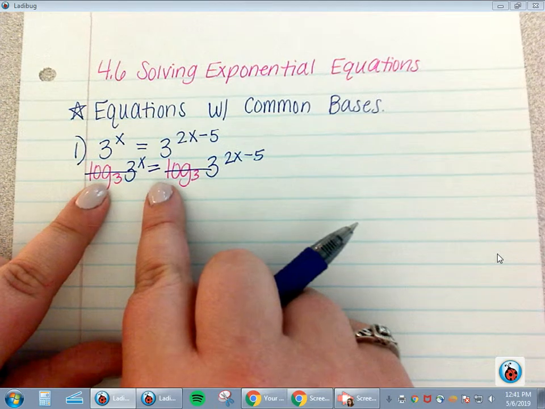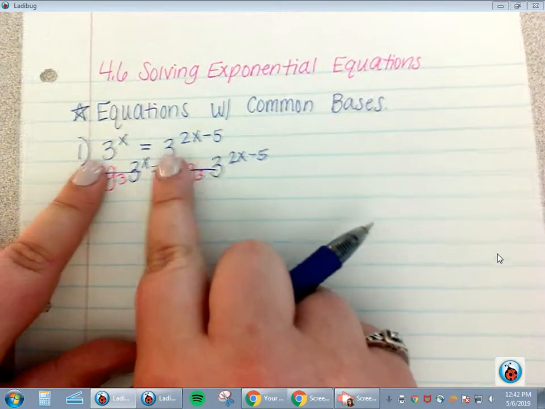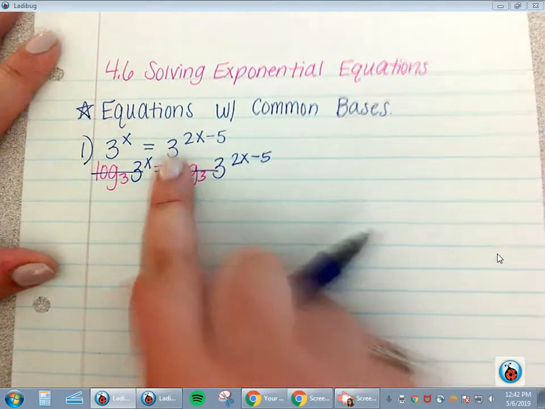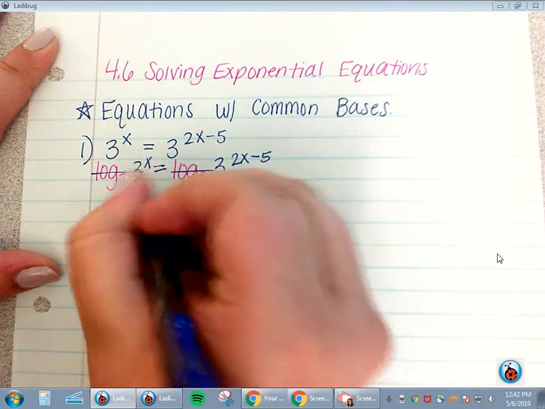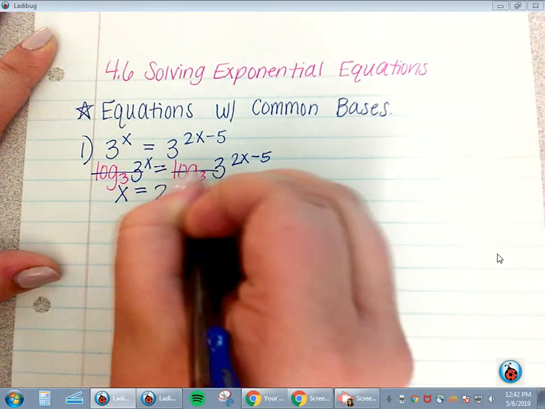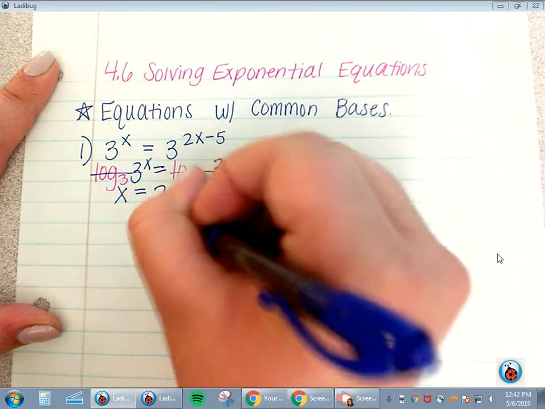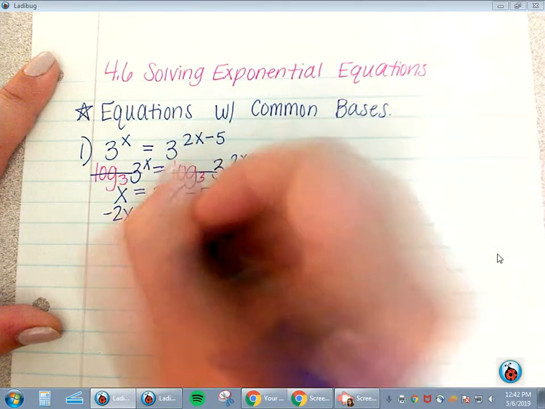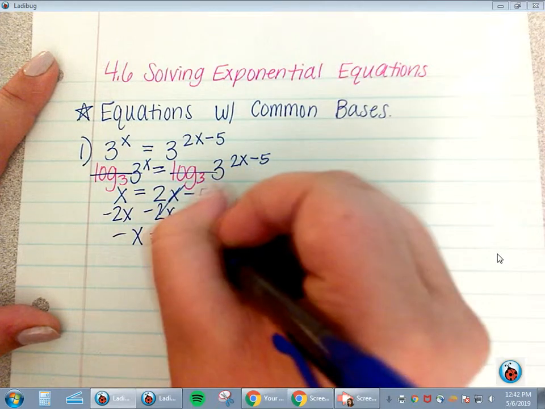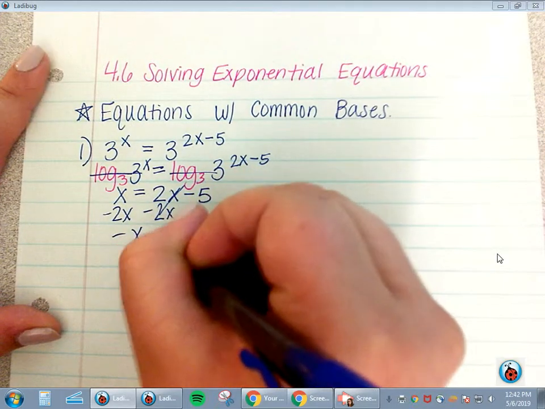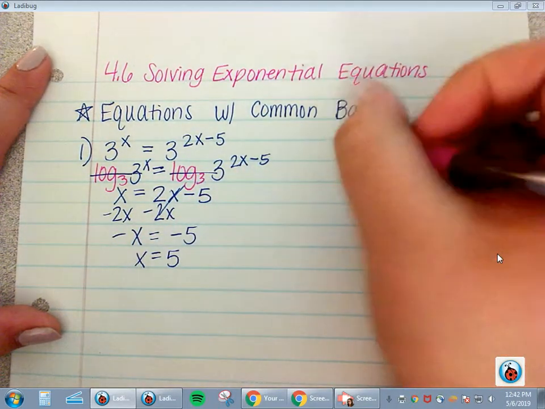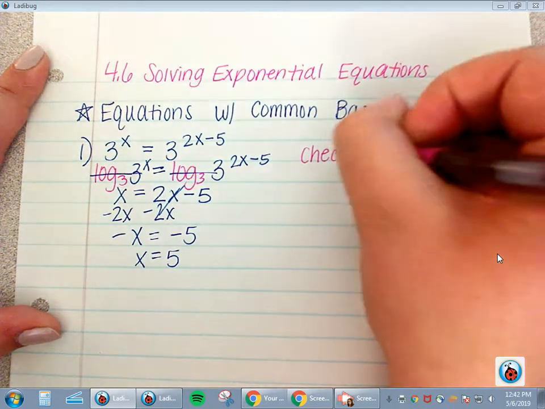So you can skip this step and just recognize as soon as you have a common base that you have the exponent x equals the other exponent 2x minus 5. That only works when you have the common base and that's the only thing on each side. In this case, it did. So let's solve for x like normal from here. Take away 2x from both sides, and you've got negative x equals negative 5. Therefore, x equals 5.